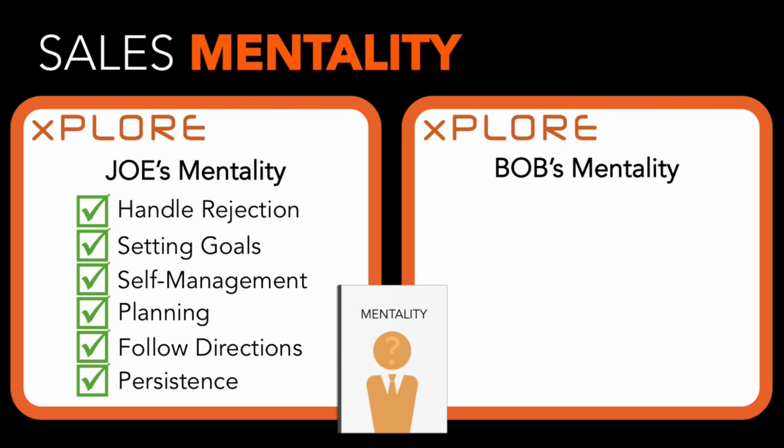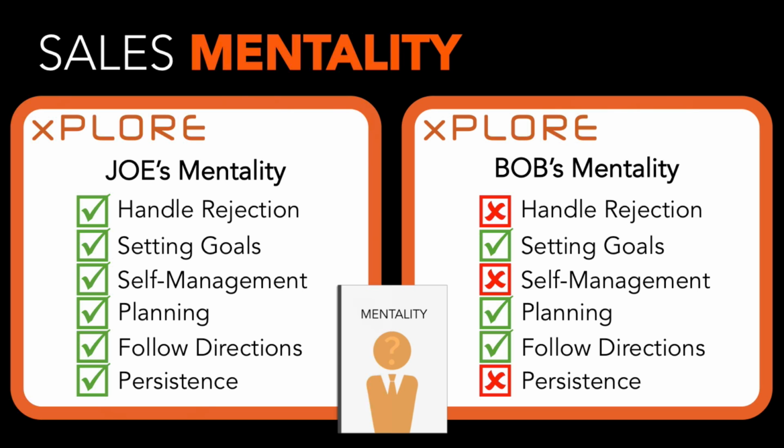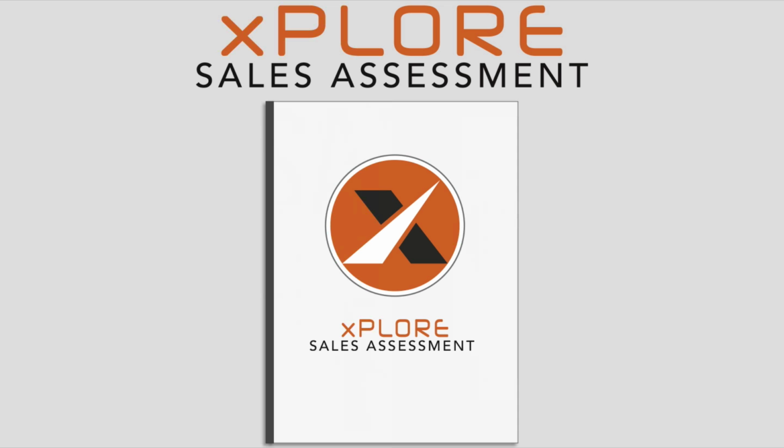What we did was select the top 6 attributes required for success. Now, as you can see, Joe has high scores in all of them. He is an excellent fit for the sales job. Bob, however, does not. He's going to struggle with rejection, self-management, and persistence. Not a good fit for the sales job. But you wouldn't know that from his resume, his personality test, or the interview. Only the xPlore Sales Assessment will give you that.